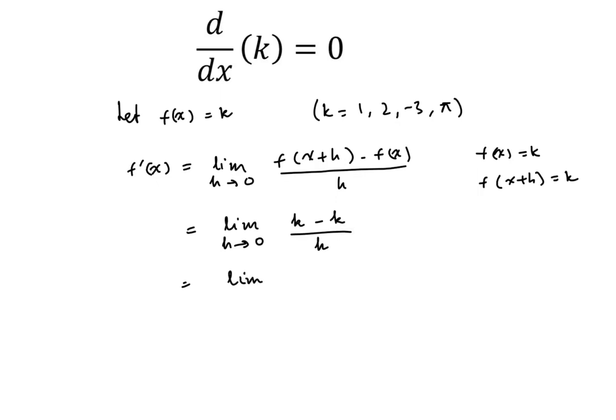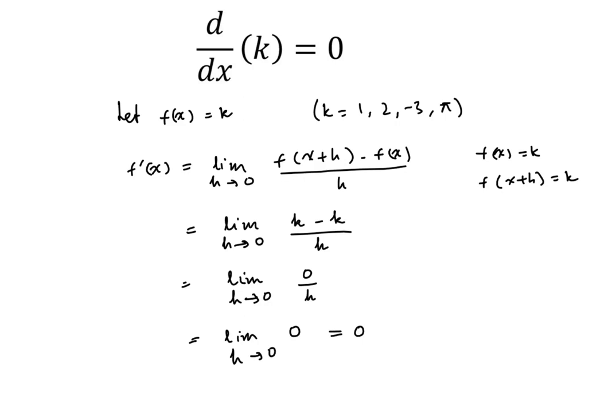So this is limit as h approaches 0 of k minus k, which is 0, over h. So that means limit as h approaches 0 of 0. As we know, the limit of any constant is just that constant. No matter whatever is happening here, 0 is a constant. This doesn't make any difference whether h approaches 0 or whatever else. We know that the limit of any constant gives us that constant. So that's equal to 0. So this is how this works.